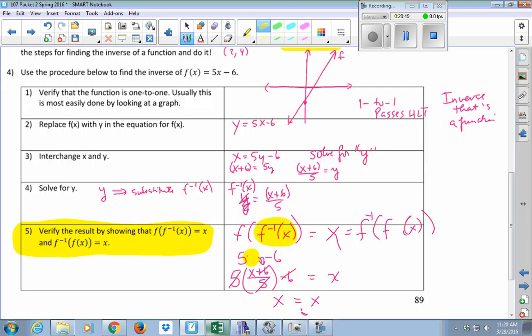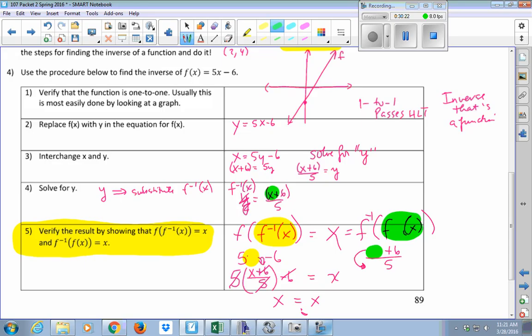So now I reverse the order of my composition. Now I'm looking at using f of x as the input into what I think is its inverse function. So what does the inverse function say to do? My inverse says to take my blob, add 6 to it, and then divide the whole thing by 5. So let's do that. It says take my blob, add 6 to it, and divide the whole thing by 5. That's what it tells me to do. So let's replace the blob now.